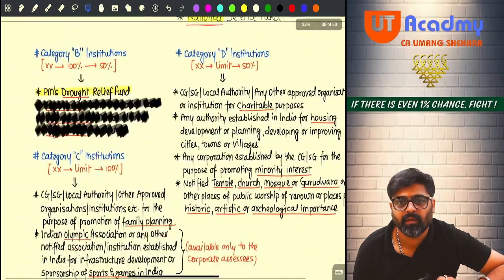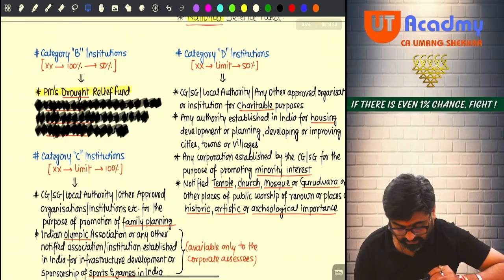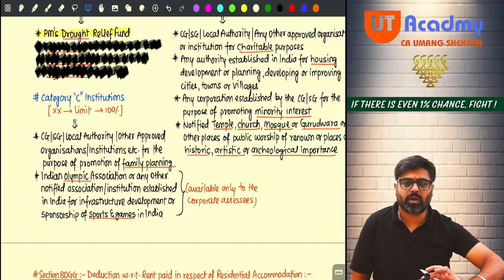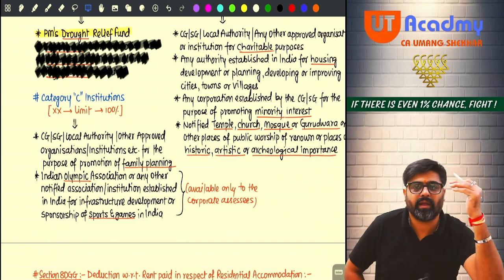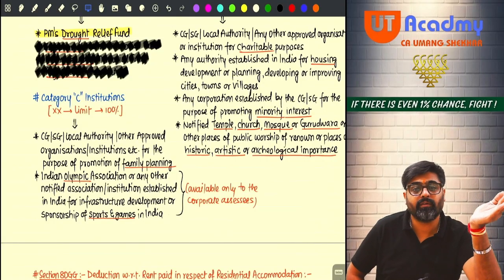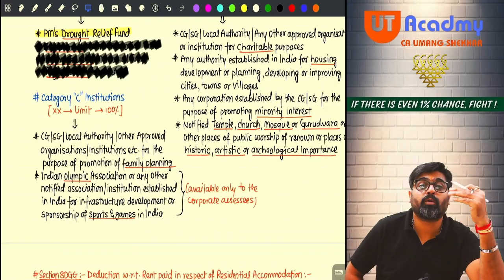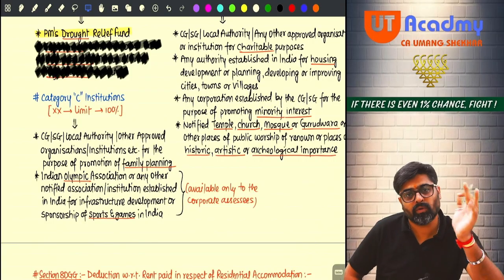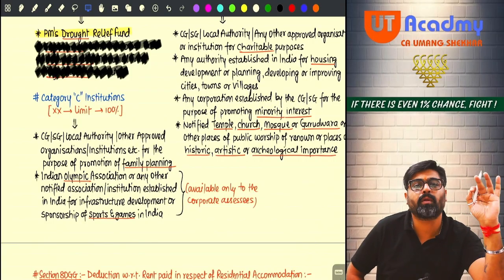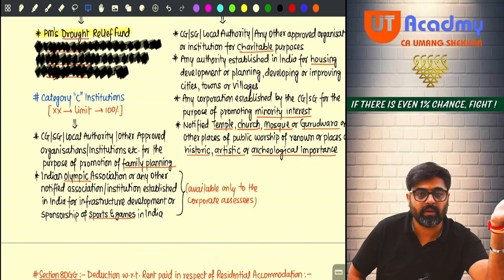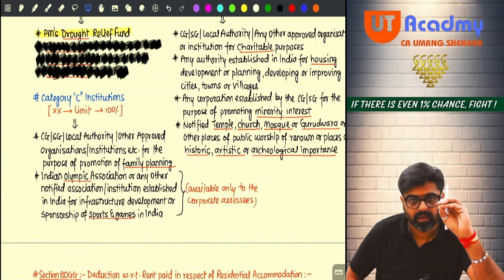Okay, now category B. We have started from category B only. Only the Prime Minister's Drought Relief Fund is over here. Okay? Now, category C. See, any government, central or state government, or a local authority or any approved institution, you are giving them the money, a donation, for promoting family planning in India. So your money you are giving to the government or local authority or any approved institution, okay? For what? For promoting family planning in India. So that will be category C donation.